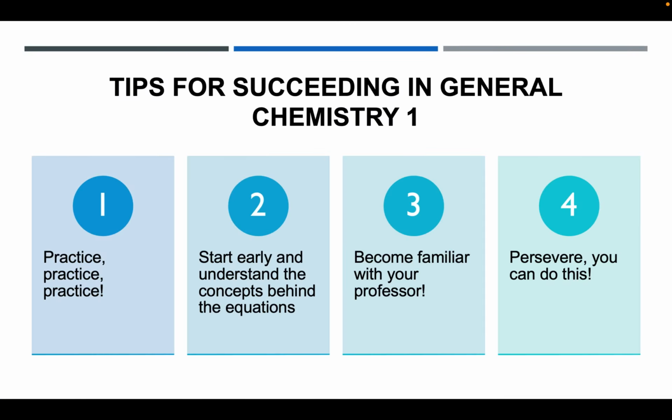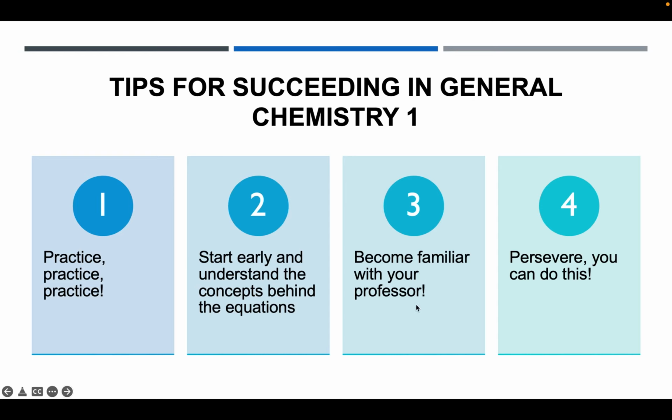Some tips for being successful in General Chemistry 1. I myself have taken General Chemistry 1 a while back here at Palo Alto College, and here are some tips that helped me succeed and get an A in the course. So what you need to do is practice, practice, practice. General Chemistry 1 is not so much a course where you memorize the concepts and are able to pass. You definitely need to practice the equations and calculations. You also need to start early and understand the concepts behind the equations because it makes it a lot easier to understand what you're doing.